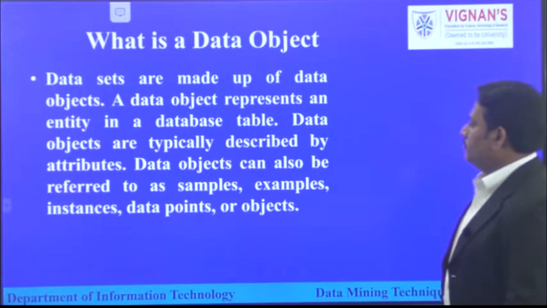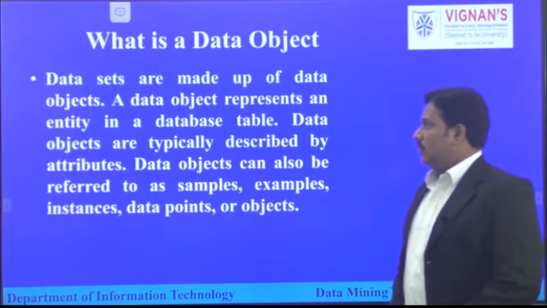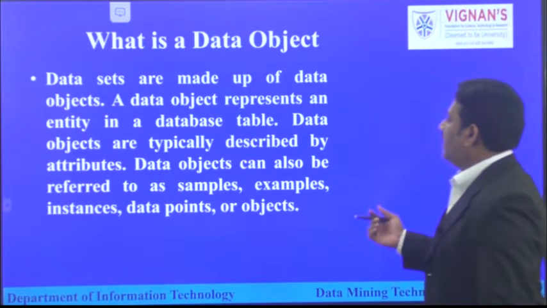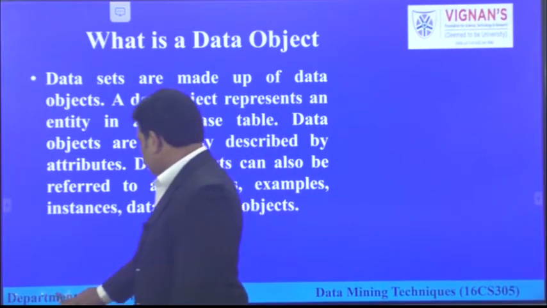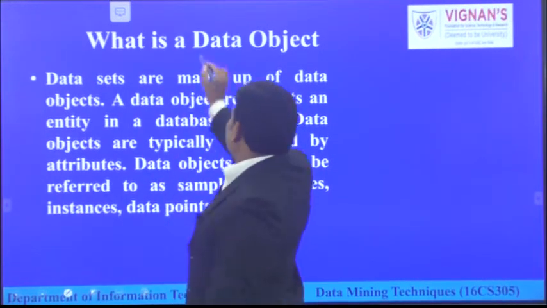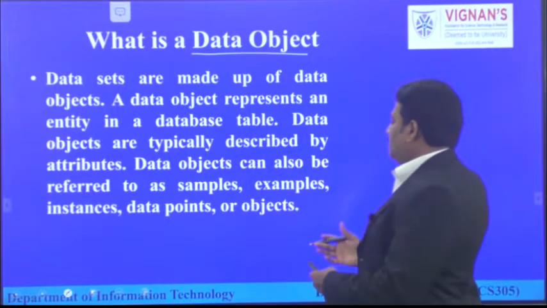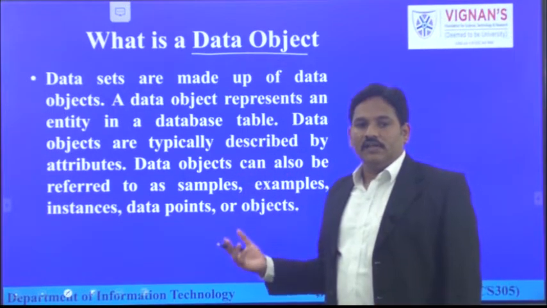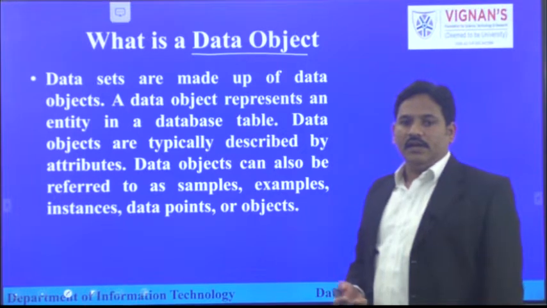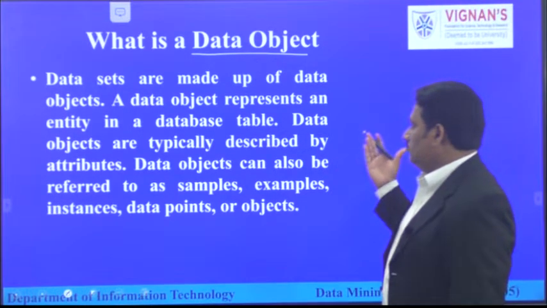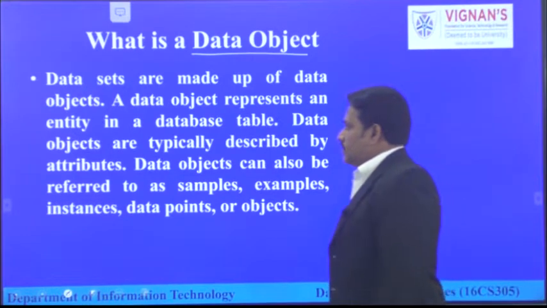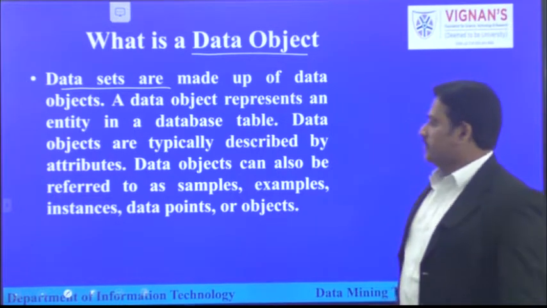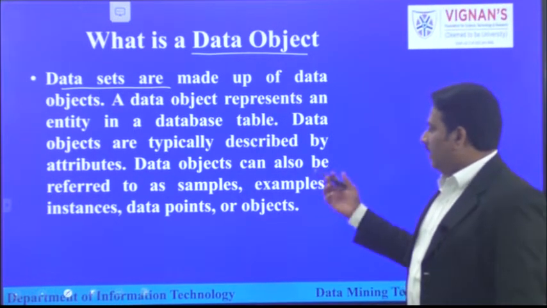Before applying statistical operations or statistical measurements on the data, we'll see the basic definition of a data object. What is a data object and what is an example of a data object? Generally, when we are considering analytical activities or applying data mining activities on any data, it is a combination of a set of objects. We'll call it a data set. So data sets are made up of data objects. Data objects represent an entity in a database table.